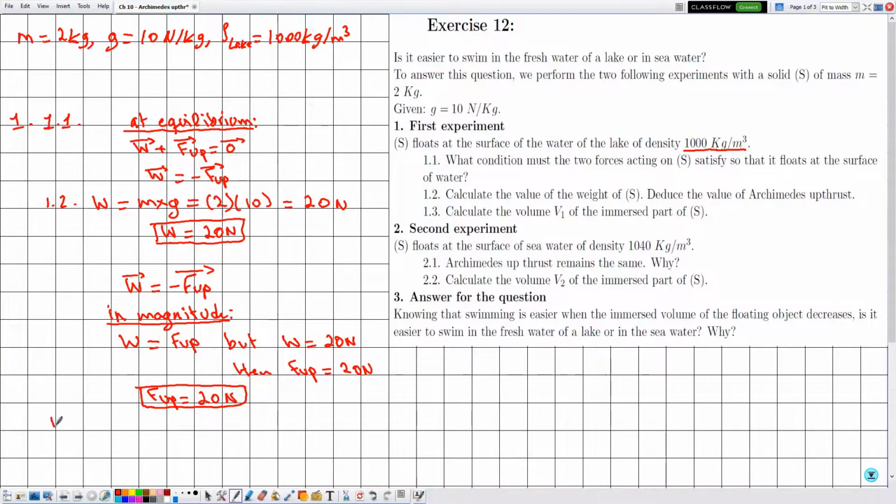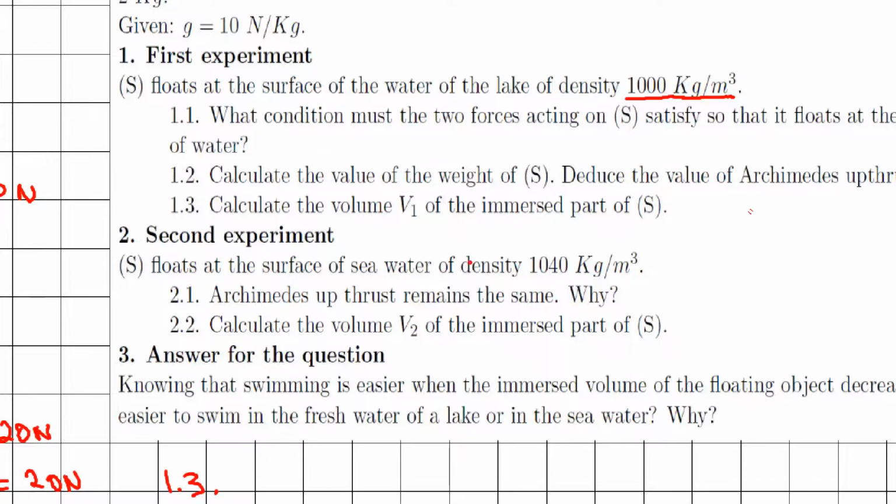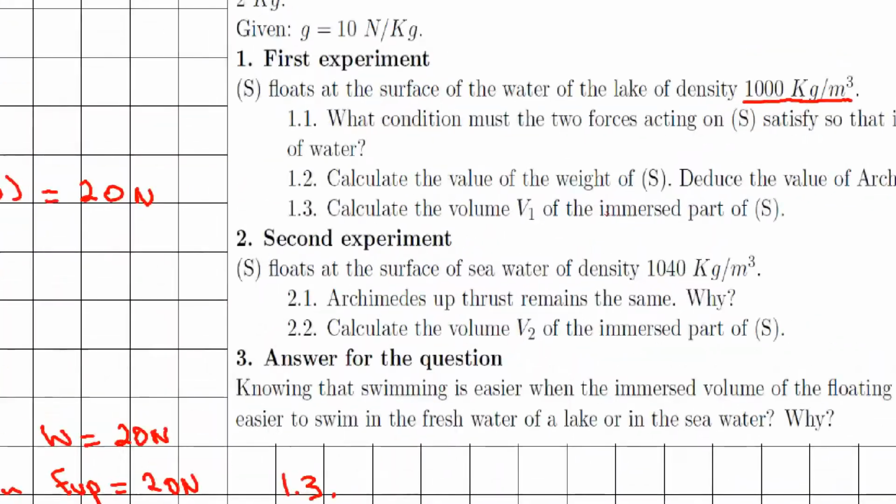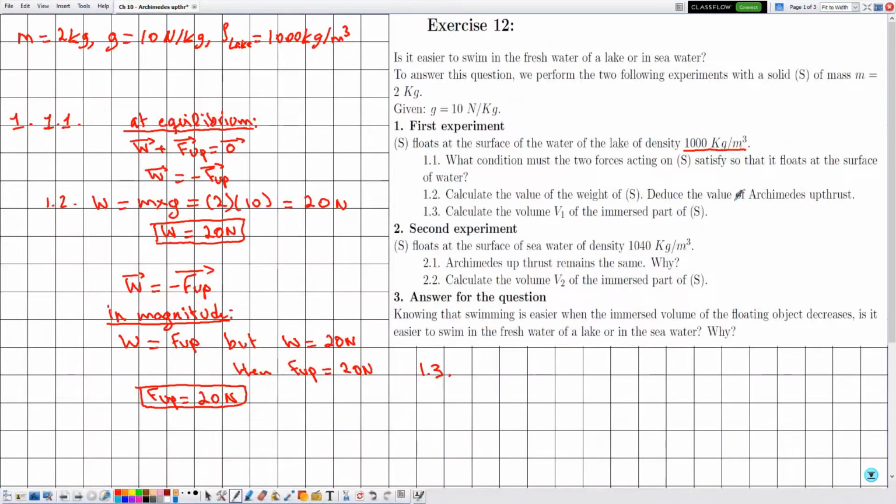Now in number 1.3, calculate the volume V1 of the immersed part of S. So we know that the immersed volume, which is denoted here by V1, and the magnitude of F are related via the following formula: F upthrust is equal to the density of the liquid times the volume of the immersed part times g. We are interested in determining Vi.